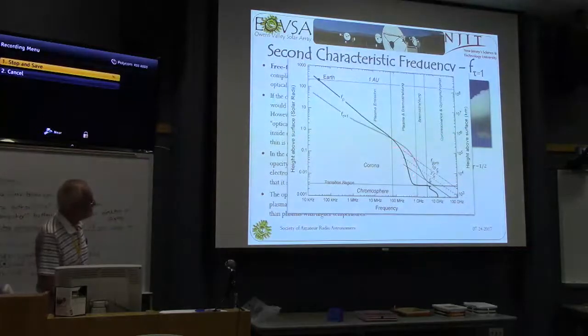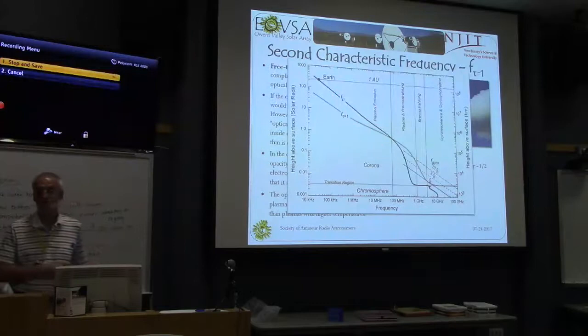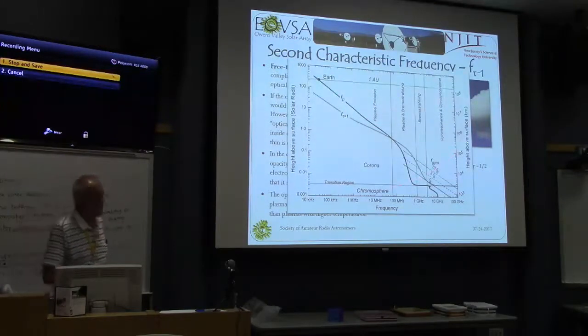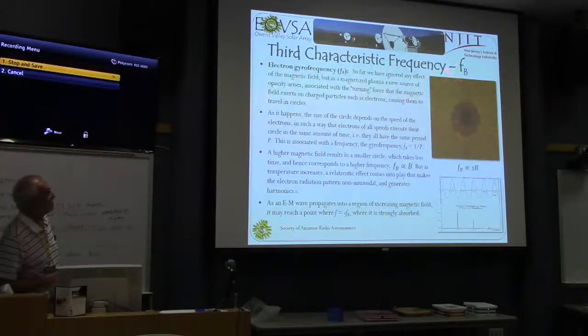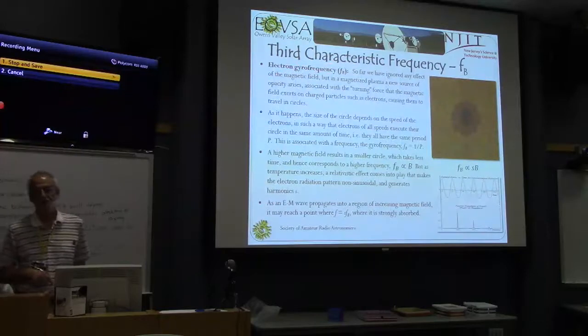So here we'll see the optically thick surface, here we'll see the plasma surface. Okay? So it's kind of a way of characterizing what you see. Okay, there's one more frequency, that's the F sub B. This is the electron gyro frequency.